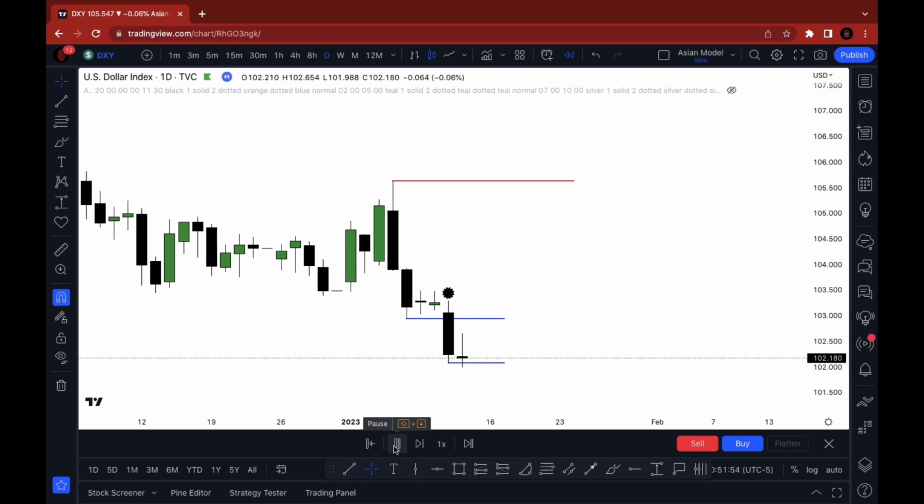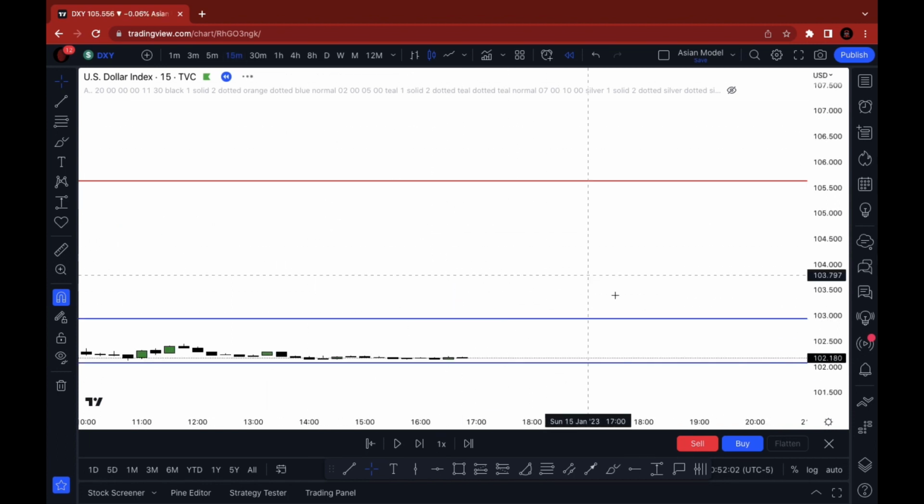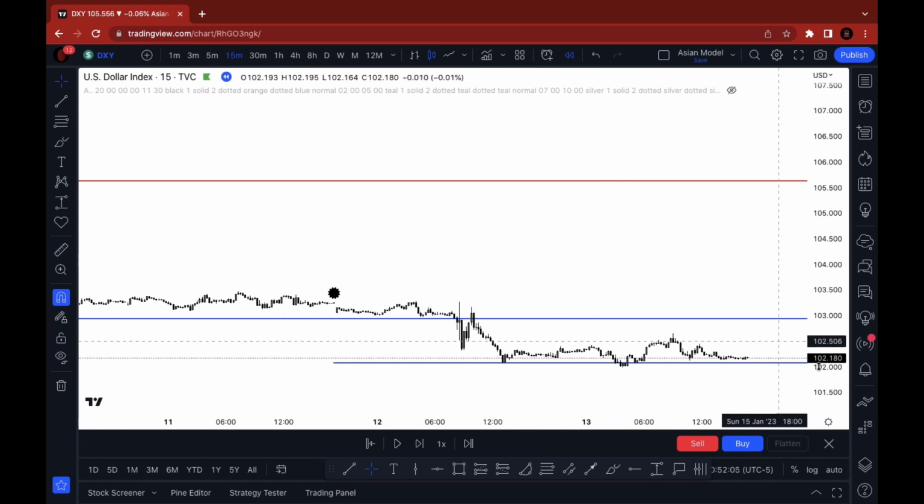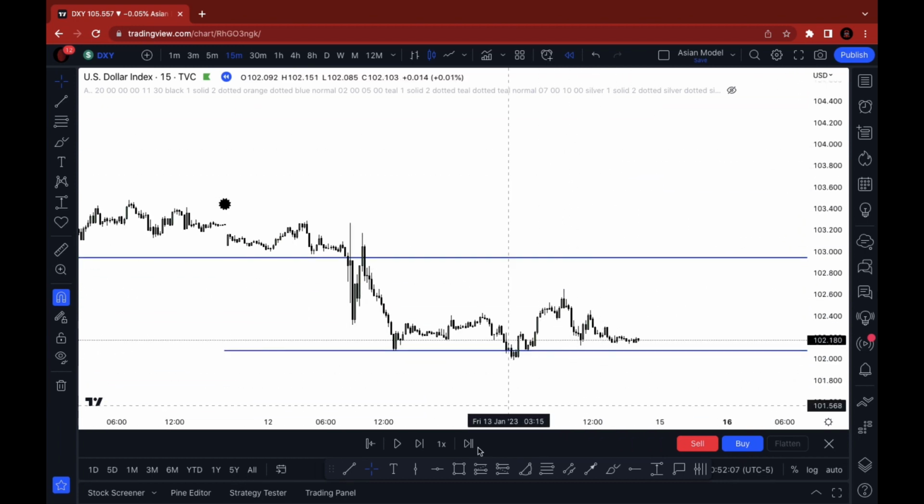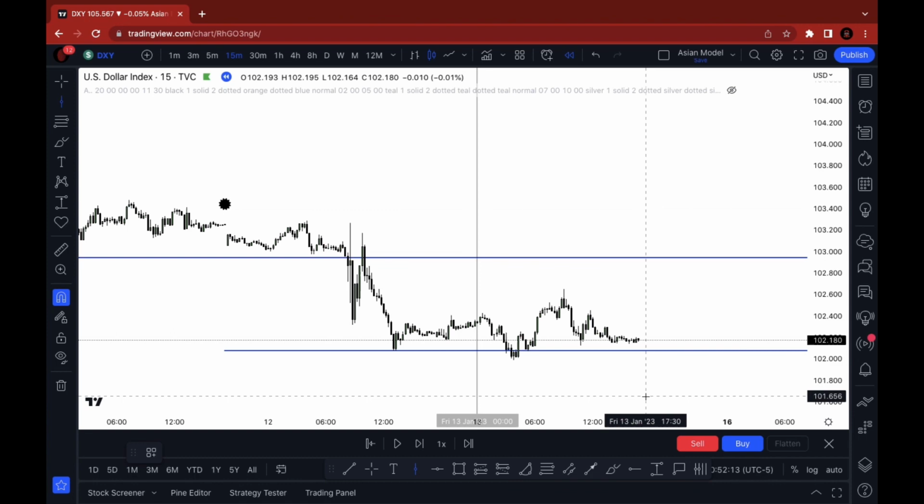So the next day, we play it out, and we can see we get the high probability raid. So it was a successful model. Now, if we scale down to a lower time frame just to see what happens, you can see the 13th is that new daily candle right there. So we'll mark it out. It's going into a Sunday.